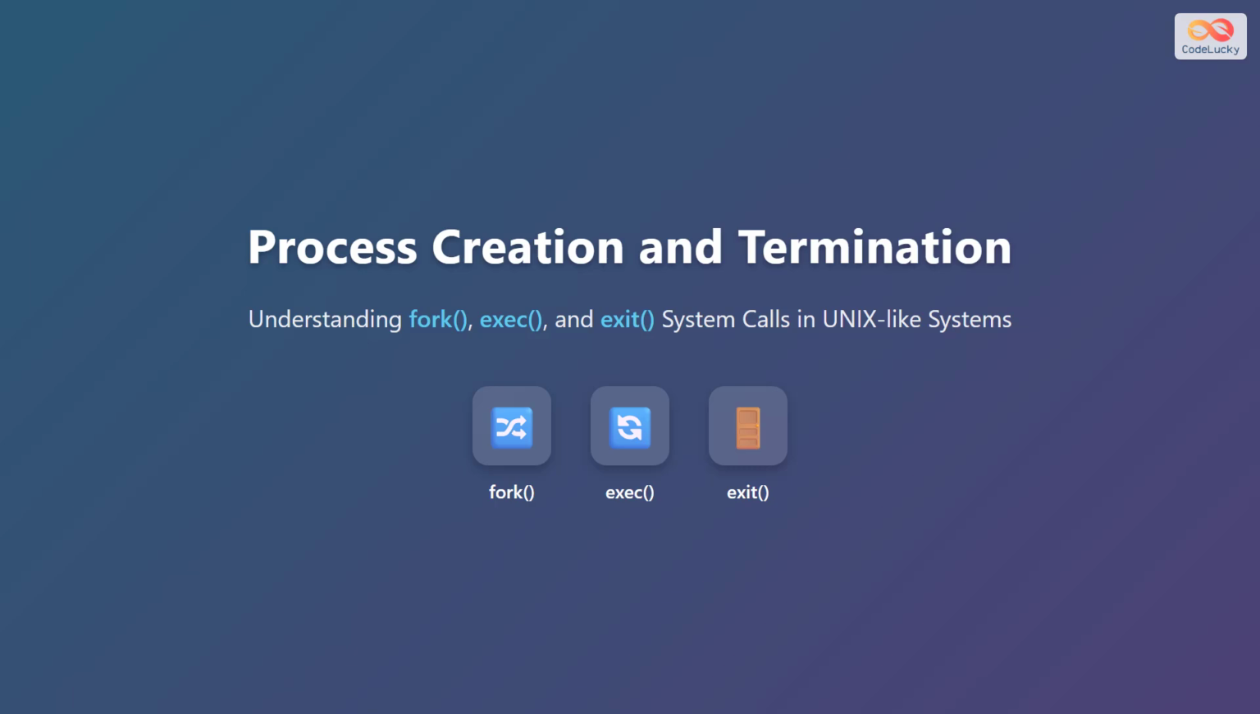Let's explore the fundamental concepts of process creation and termination in UNIX-like operating systems. In this presentation, we will cover the fork, exec, and exit system calls. These system calls are the building blocks for managing processes in these systems. These functions are very useful and important in operating system design. Let's dive in and understand how these calls work together to bring programs to life and manage their life cycles.